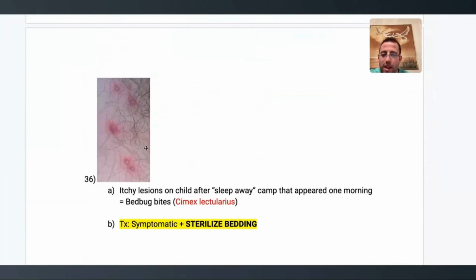All right, what about these lesions right here? So they're itchy lesions on a child after a sleepaway camp that appeared one morning. You're thinking bedbug bites. And so this is going to be due to Cimex lectularius. And so you have to be able to know the bug that causes it as well as what you should do next. And to treat it, you would want to sterilize the bedding. So you can treat supportively, but the big thing that the boards will want to know is sterilize the bedding, put it in an airtight sealed compartment, wash that, and then that will help get rid of the bed bugs.